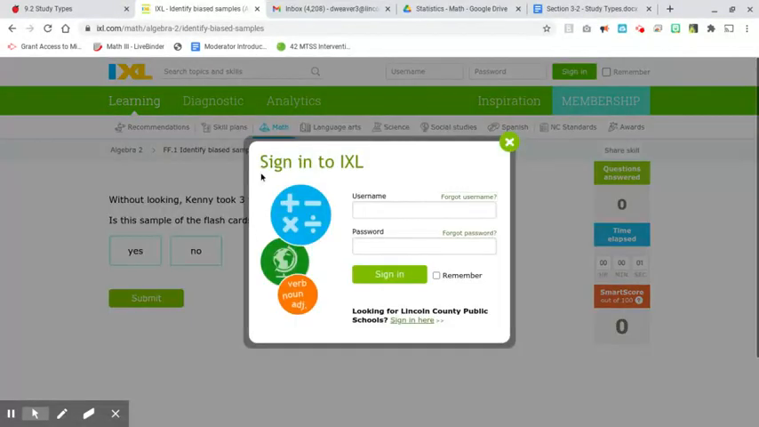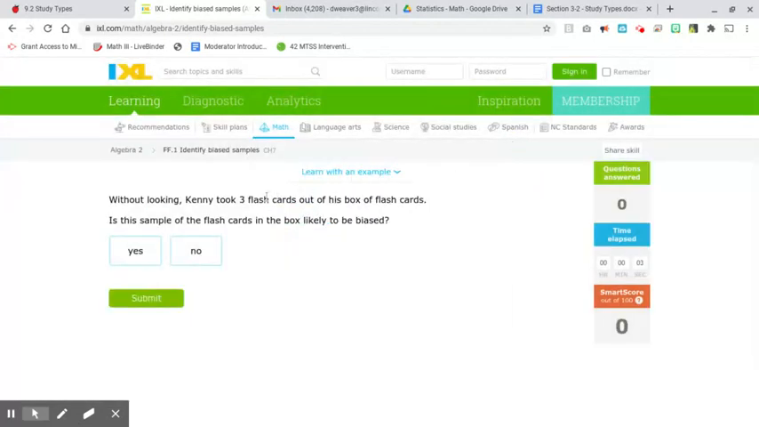And to identify a biased sample, we're basically saying biased means that it favors a certain outcome, that it's not good. We want our samples to be unbiased, meaning like if we want all the people in class, then we want to make sure we randomly select people. We don't just pick our favorites. So that if we picked our favorites, that would be biased. So let's look at a couple.